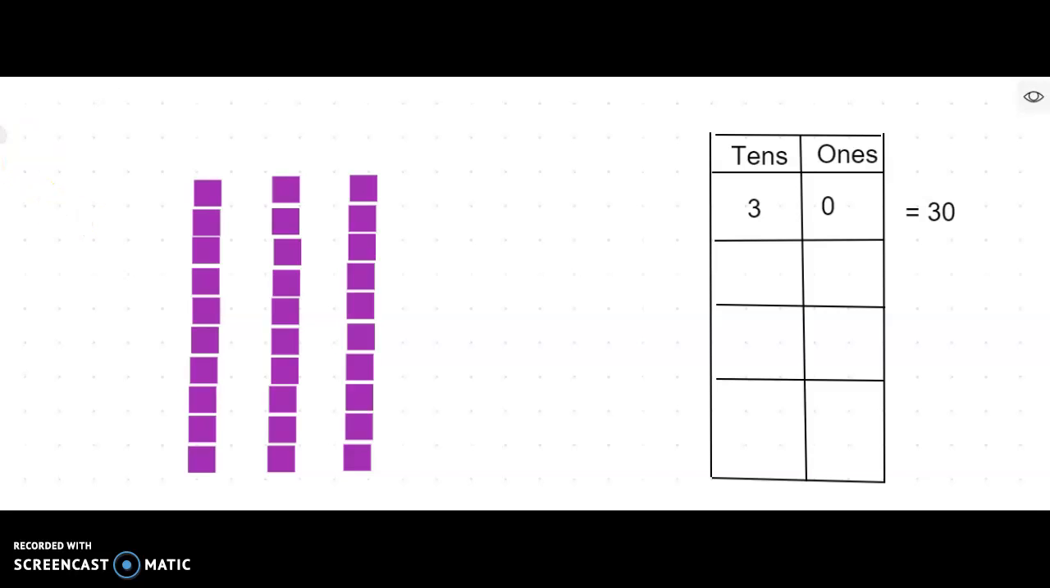Now, we're going to try unbundling. We're going to see what happens if I take one of these groups of 10 and just take it apart. Let's unbundle or take apart this 10 first.